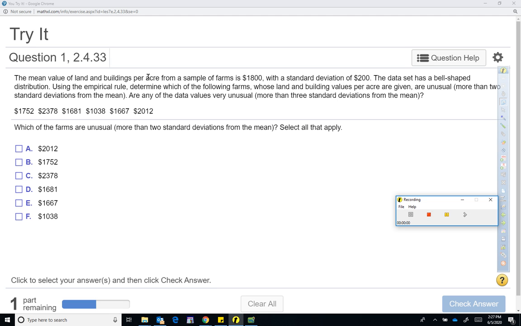Okay, this is problem number 33, section 2.4, from the e-textbook. The mean value of land and buildings per acre from a sample of farms is 1800. So the mean, and this is a sample. So let me write down this information.